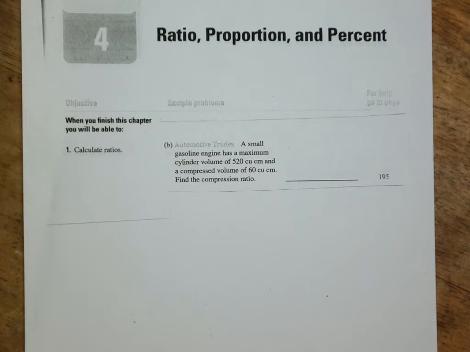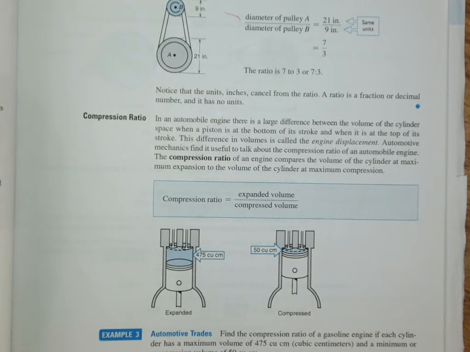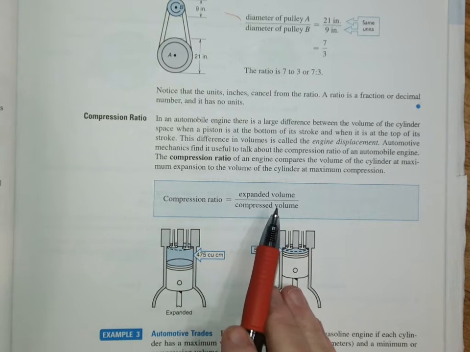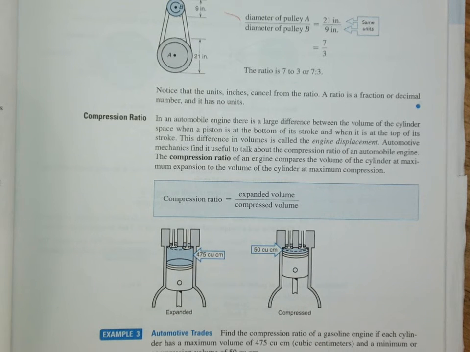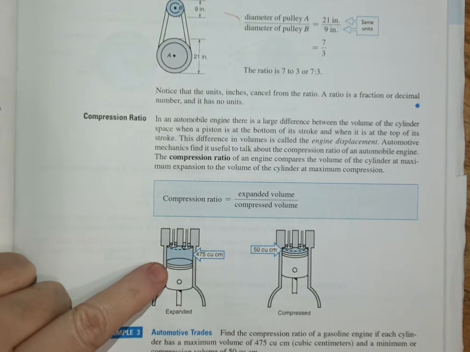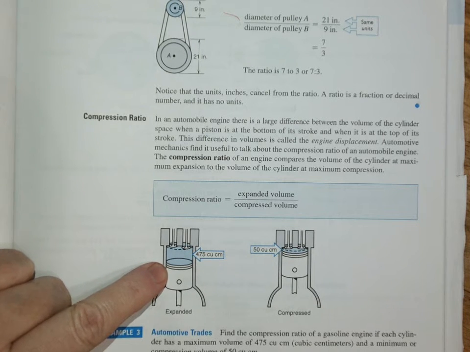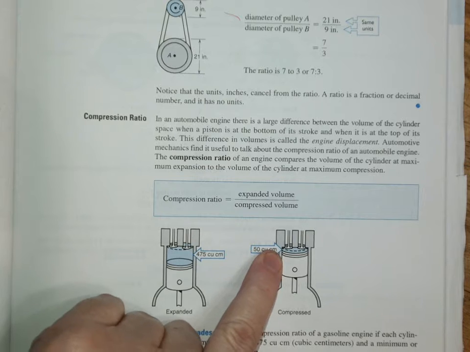Another ratio covered in Chapter 4 that you are asked to calculate is called a compression ratio. A compression ratio is defined as the expanded volume over the compressed volume. In an automobile engine, there's a large difference between the volume of the cylinder space when the piston is at the bottom of the stroke and when it is at the top of the stroke.